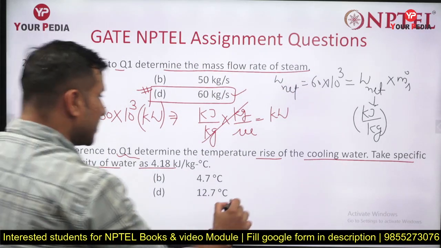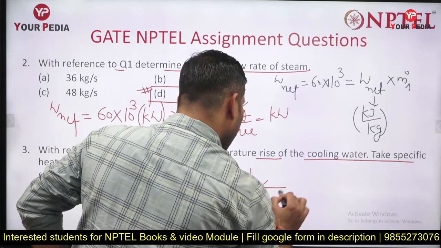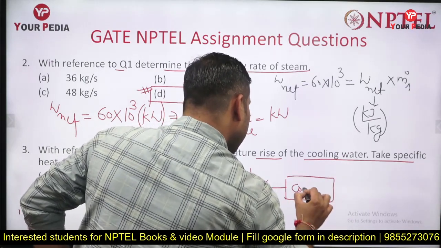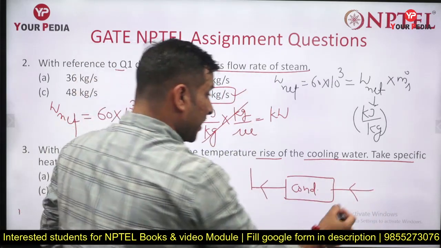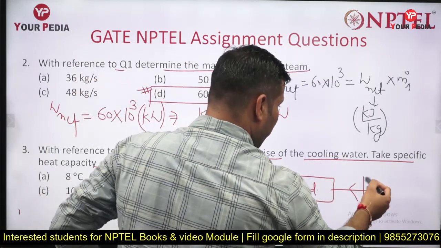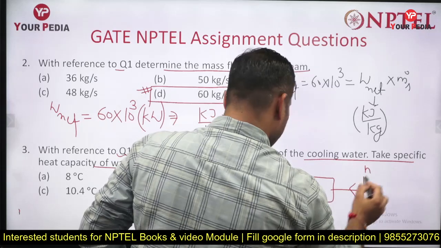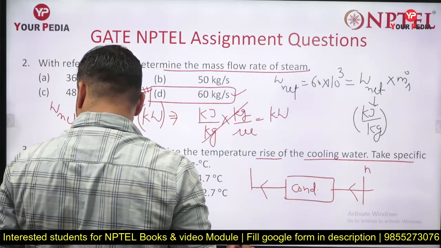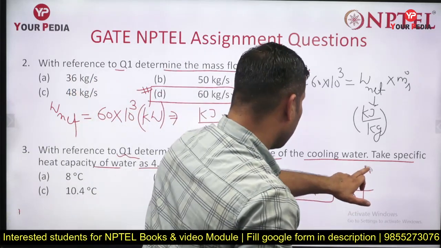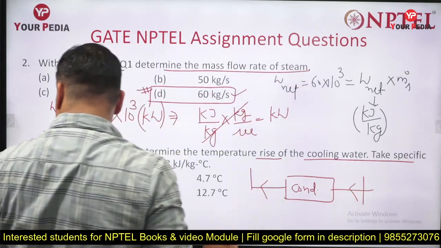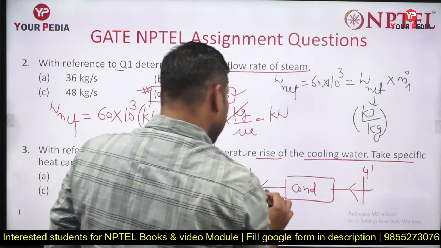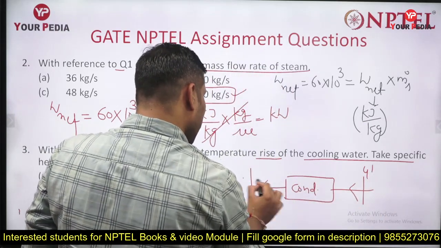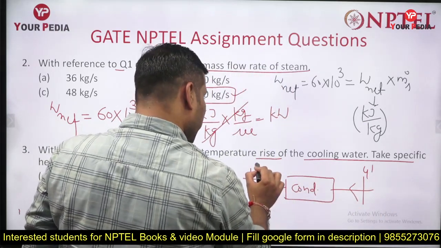You know guys, in the condenser actually what happens? If I only consider the condenser, this is the condenser where the condensation of the steam takes place. This is the enthalpy of the steam. This is 4 dash, because this is the entry to the condenser or exit of the turbine. This is 4 dash, and what is this point, guys? This is 1.